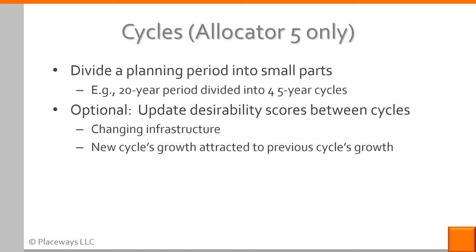One is that you expect infrastructure to change in the future. For example, if you know that a new rail line is going to complete 5 years from now, that will probably change desirability scores for some locations. You can run one cycle for the first 5 years, update scores, and then run the rest of the allocation in the second cycle. The other reason is that you can model the way in which growth tends to follow growth. For example, if there were a lot of residential development in a particular location in one cycle, it might attract retail development in the next cycle.